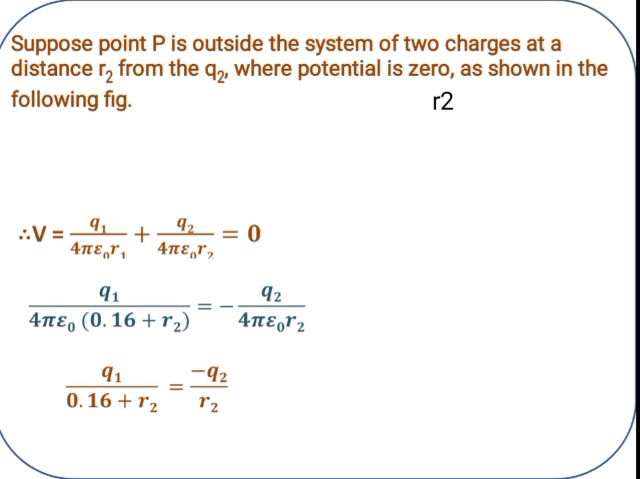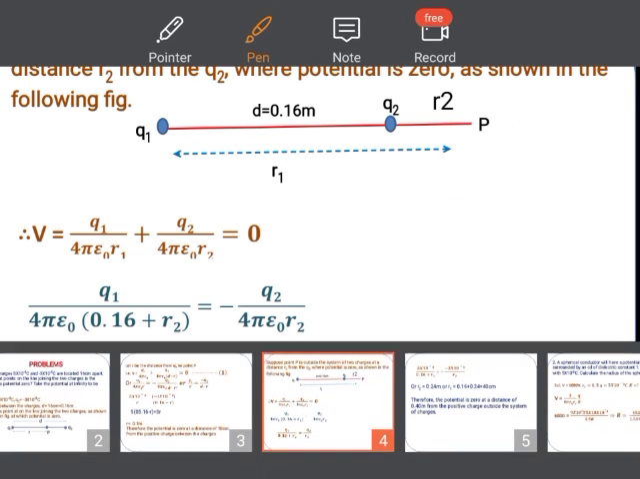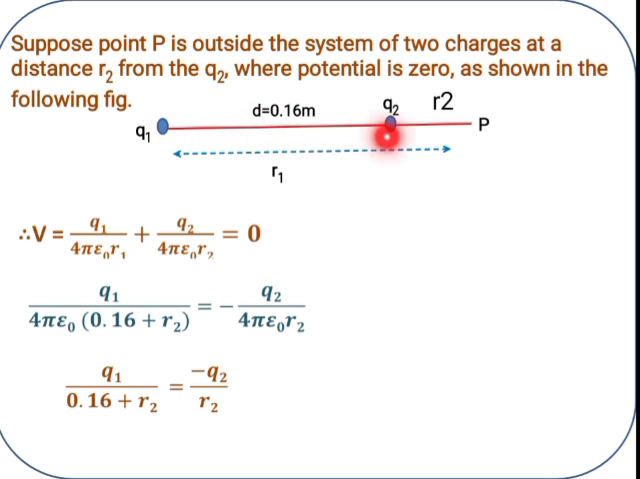Next, another case in the same problem. Suppose we consider the point outside the line joining the charges, somewhere here. Q1, Q2 and D are the same values. The distance from Q1 to P is R1, and the distance between Q2 and P is R2. Now in the same way we have to consider the values.